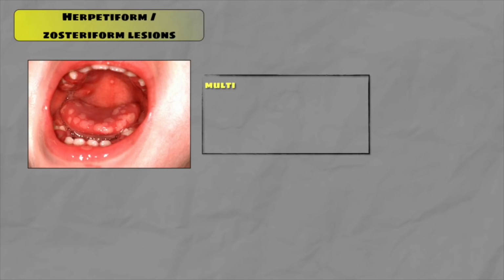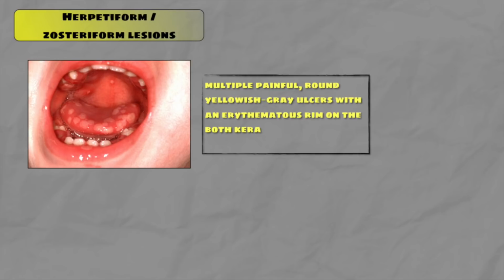Next is herpetiform or zosteriform lesions. Herpetiform lesions presented as multiple painful round yellowish grey ulcers with an erythematous rim on both the keratinized and non-keratinized mucosa. Stress and immunosuppression associated with COVID-19 was the suggested cause of appearance of secondary herpetic gingivostomatitis.